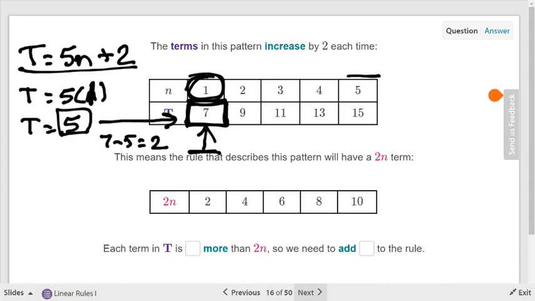So let's pick one of these and test it. So there's 5 and 15. Okay? So our n is 5. Let's see if it gets us the right number.